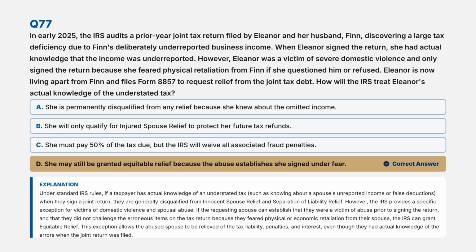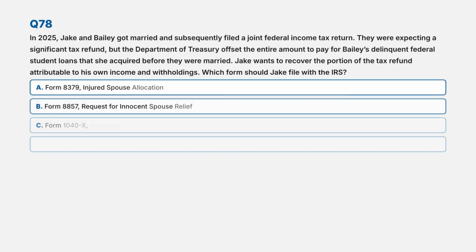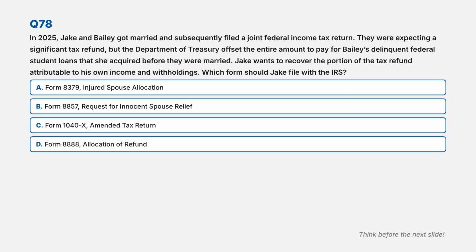Fantastic! Let's move on to question 78. Question 78. Here's the scenario. In 2025, Jake and Bailey got married and subsequently filed a joint federal income tax return. They were expecting a significant tax refund, but the Department of Treasury offset the entire amount to pay for Bailey's delinquent federal student loans that she acquired before they were married.